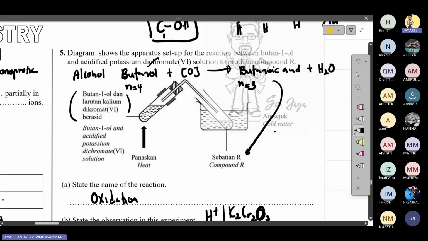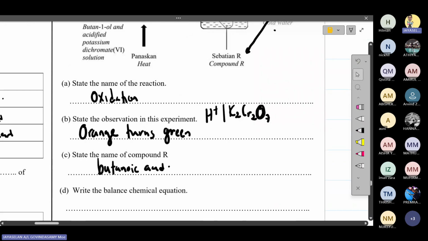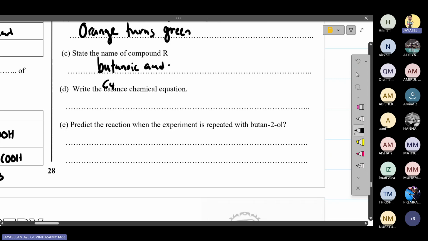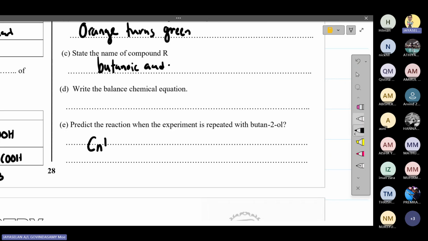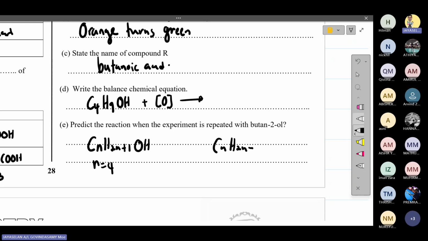This one, butanol. What is the formula? You put butanol here, so C4. What is the general formula of alcohol? CnH2n+1OH, right? Apply n as 4, so C4H9OH. You put the symbol of oxidation. After that, you put CnH2n+1, carboxylic acid, COOH, plus water. So I put plus water here.